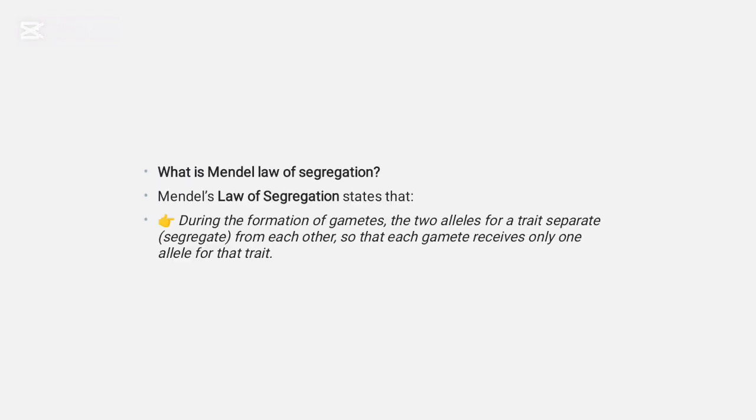What is Mendel's law of segregation? Mendel's law of segregation states that during the formation of gametes, the two alleles for a trait separate or segregate from each other so that each gamete receives only one allele for that trait.